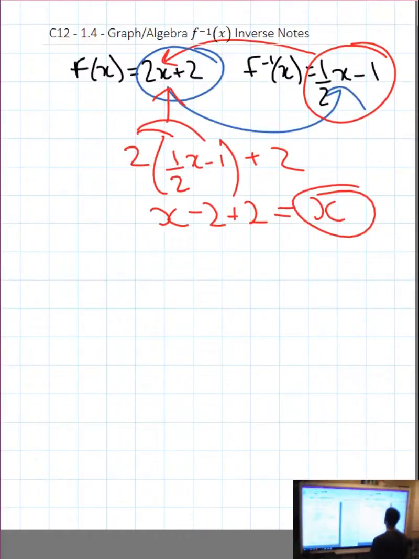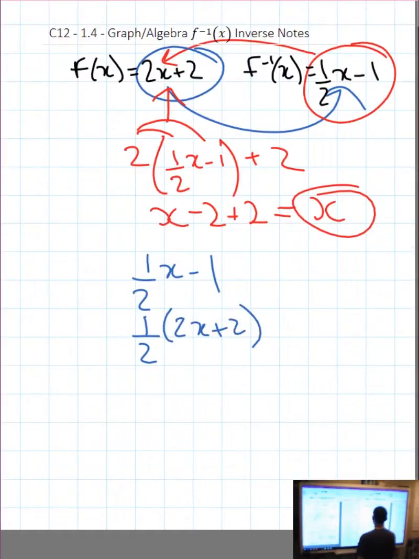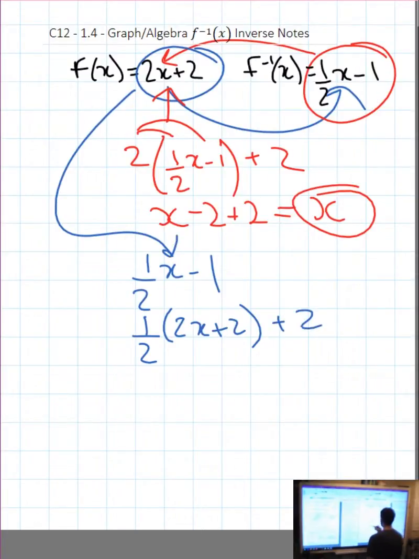Then if we go in the other direction and write down the other function, the inverse function, 1/2 x minus 1, and we take the other function and put it in for x. So taking this function and putting it in for this x. Then we still have a plus 2 off to the right.